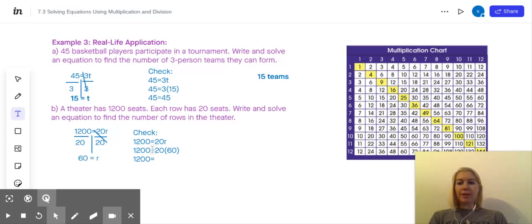Okay, 20 and 60 are kind of big numbers, so let's take away the 0 here, and let's just solve 2 times 6. That's 12. And then we'll add a 0 back. Add both of our zeros back, and it's 1,200. So we were right. So how many rows are there? There's 60 rows. And that's it.